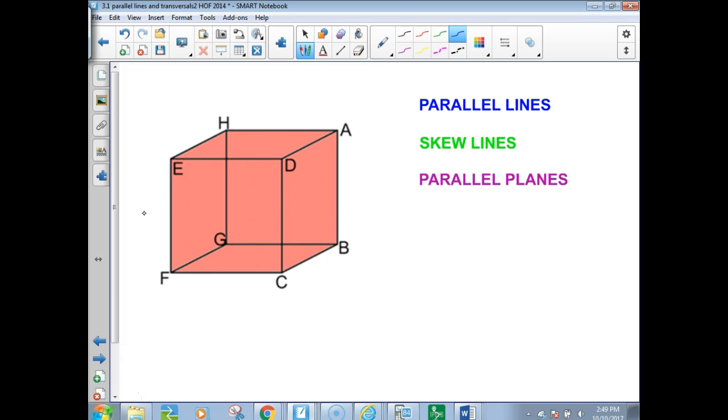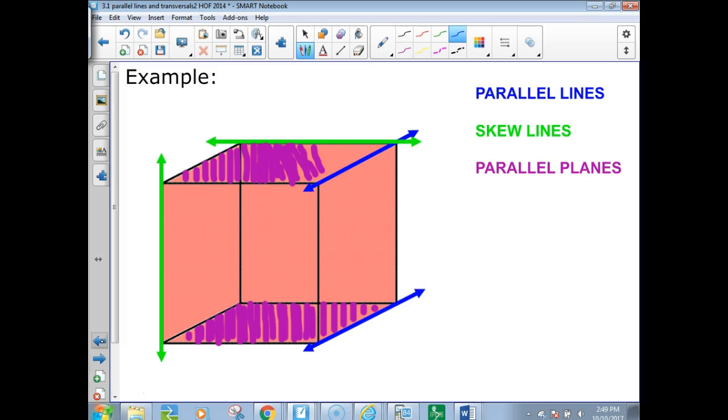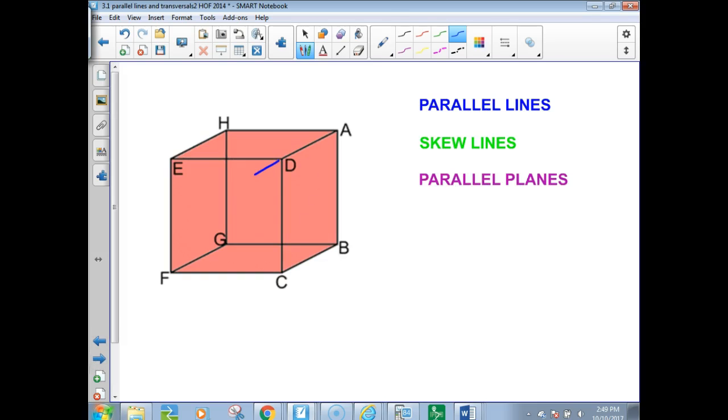So let's pick some lines that are parallel. How about here? AD is parallel to CB. There are more lines parallel to line AD. It would be anything that is running in the same direction, like EH or FG would also be parallel to AD.